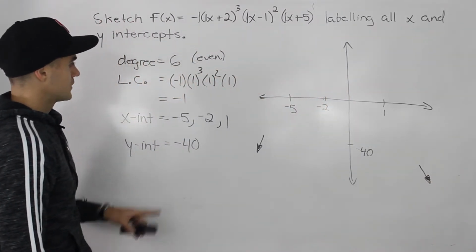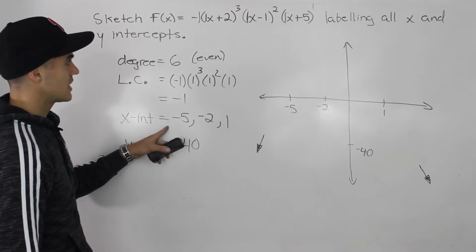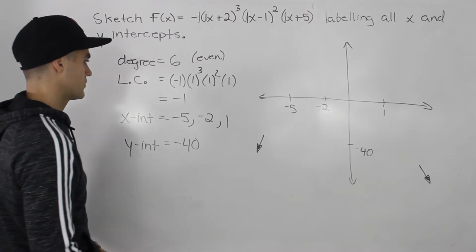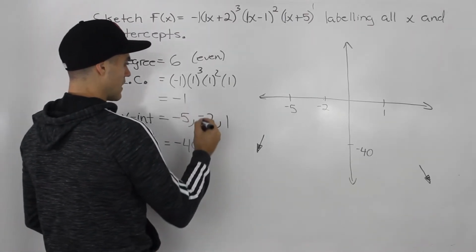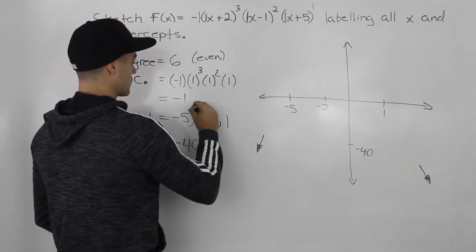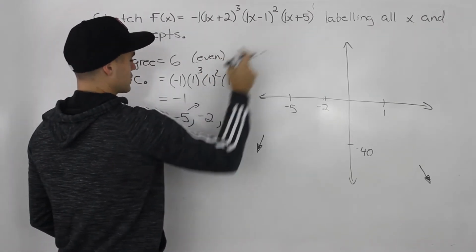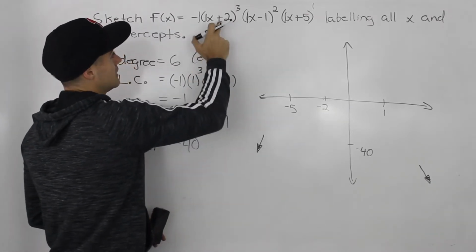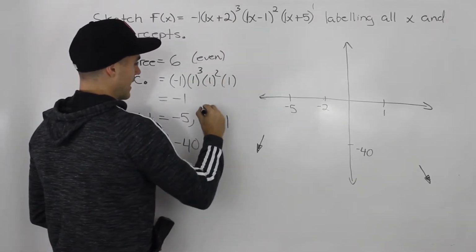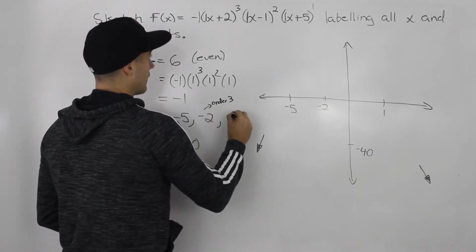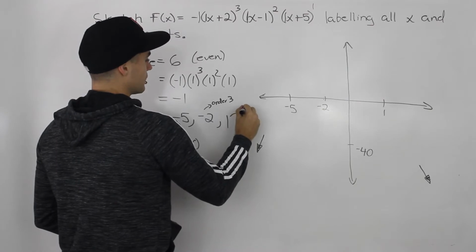Another thing I just realized that I didn't mention with the x-intercepts is the order that they contain. So we can actually rewrite this. So the -5, it has an order of 1, so we can actually just leave that as is. We don't have to write anything. This -2 has an order 3. And then this 1 has an order 2.